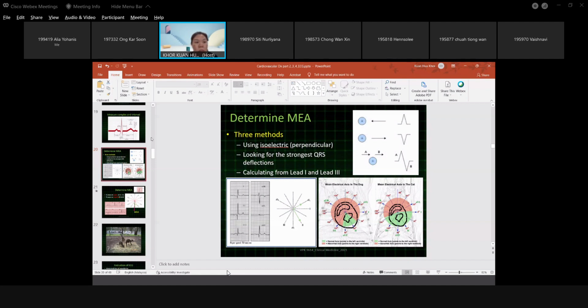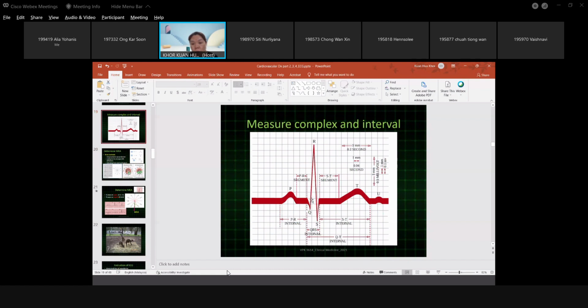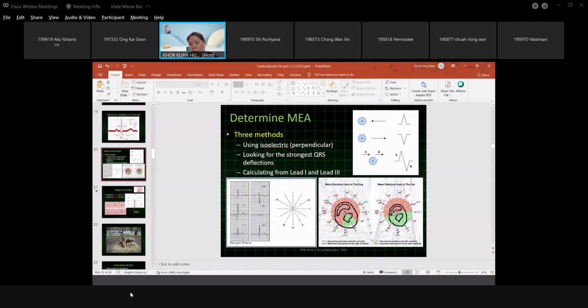If this one is positive deflection and this one is negative deflection, and you see the R wave comes down slightly lower, then the line would be here. Then only you look at the R wave and see where the intersection is. For negative deflection, the examples for calculation are not many.